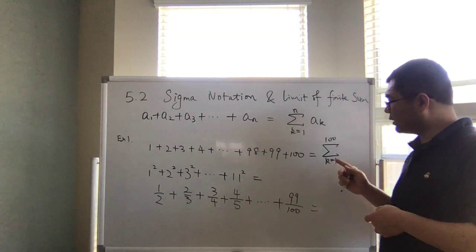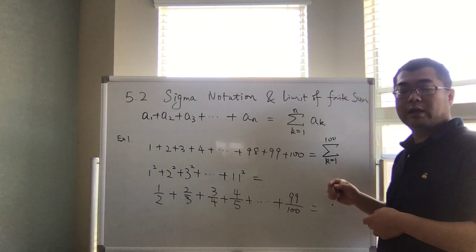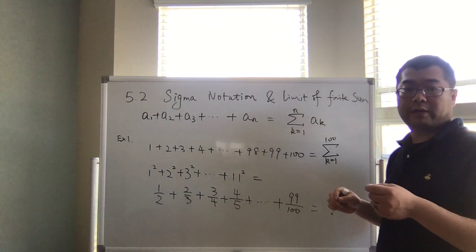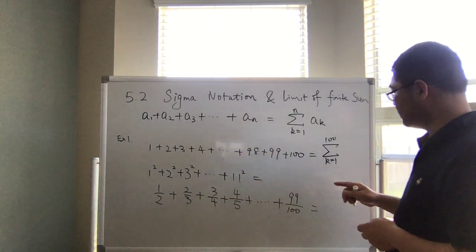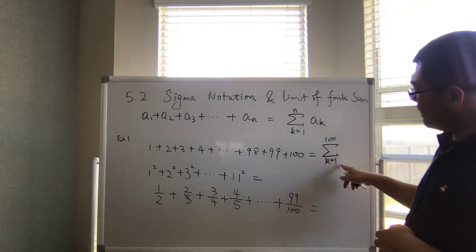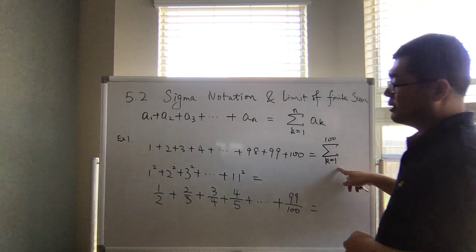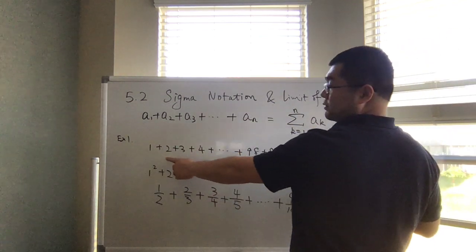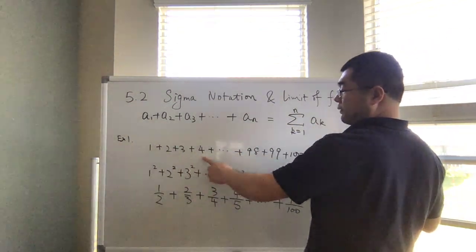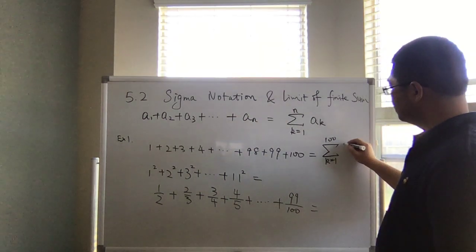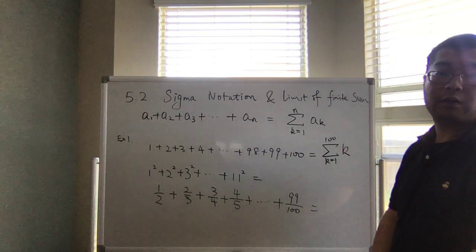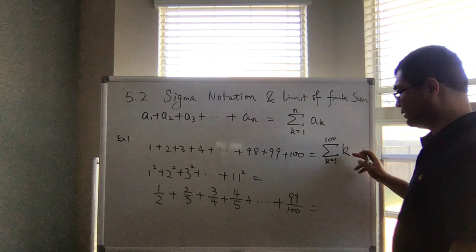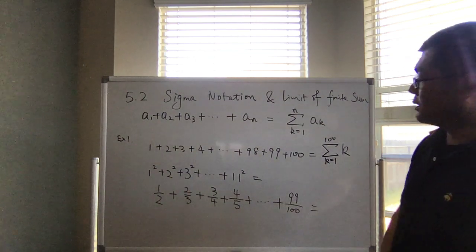And here, guys, be very careful. k actually is a variable, okay? When k equals 1, I have 1. When k equals 2, I have 2. When k equals 3, I have 3, etc. So put a k here. Okay, so we're done. Easy, right? Now let's look at this one.